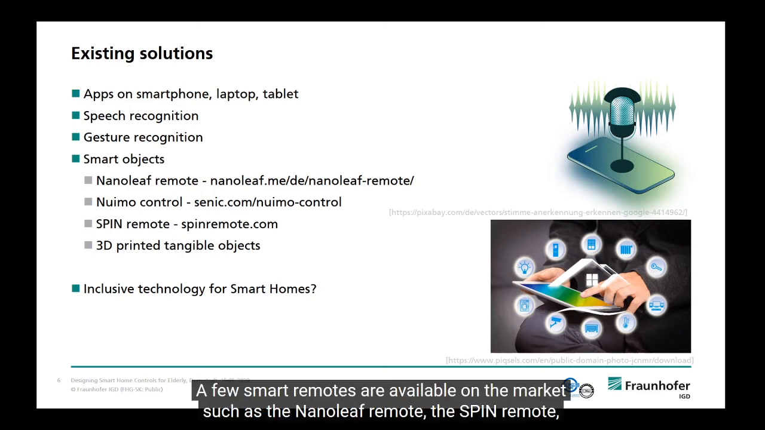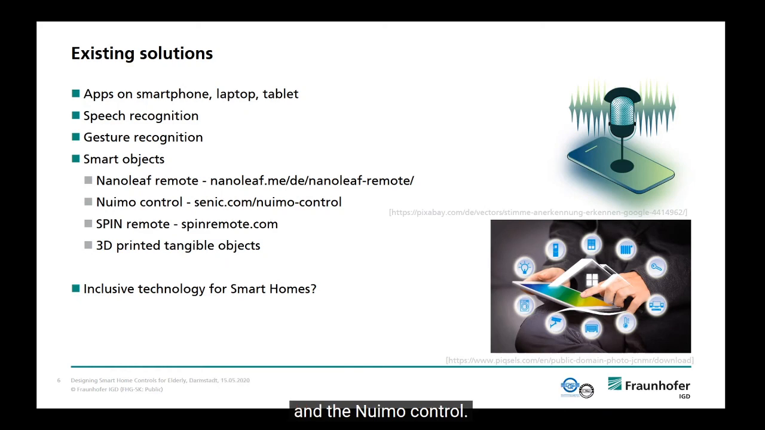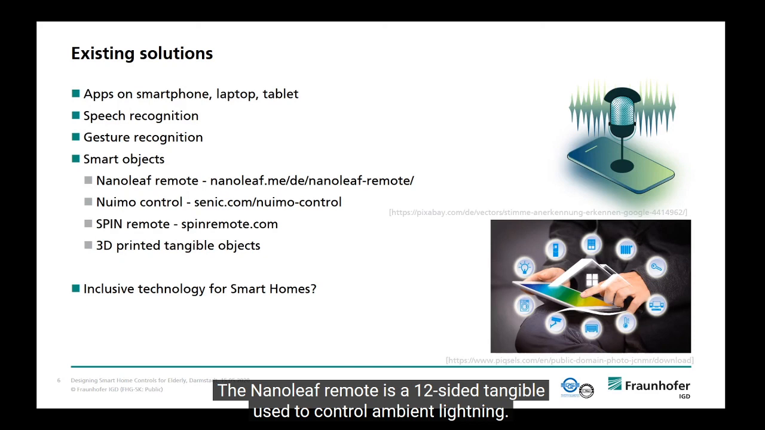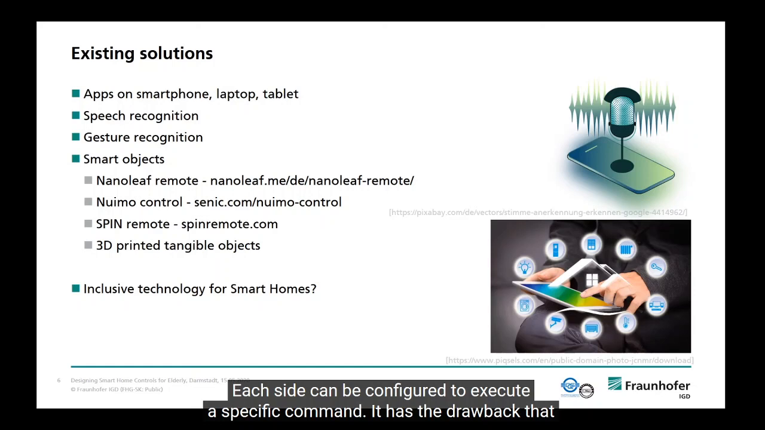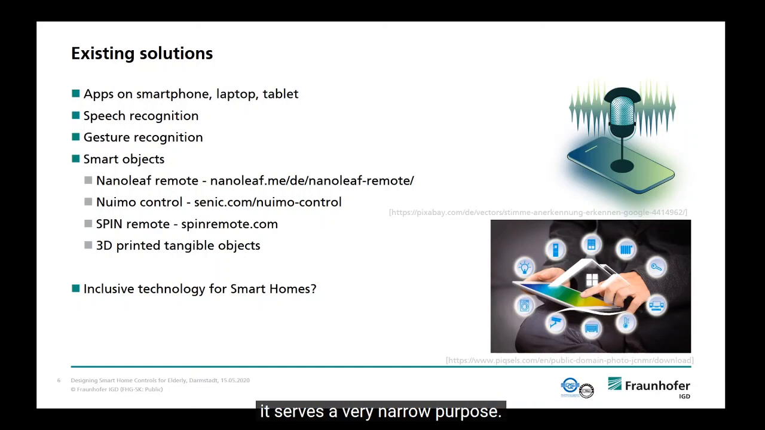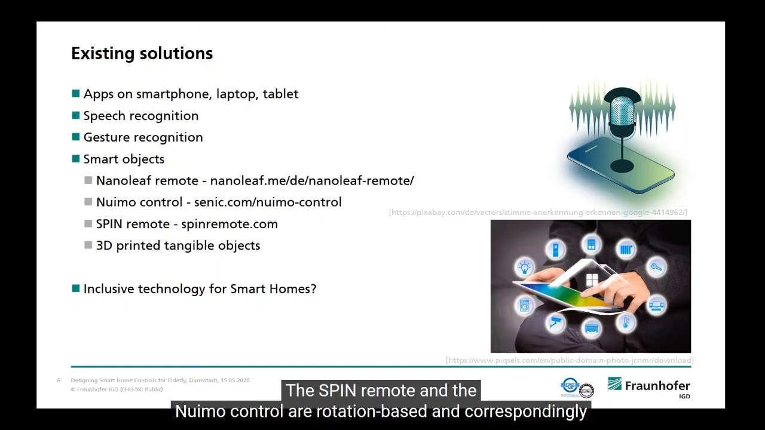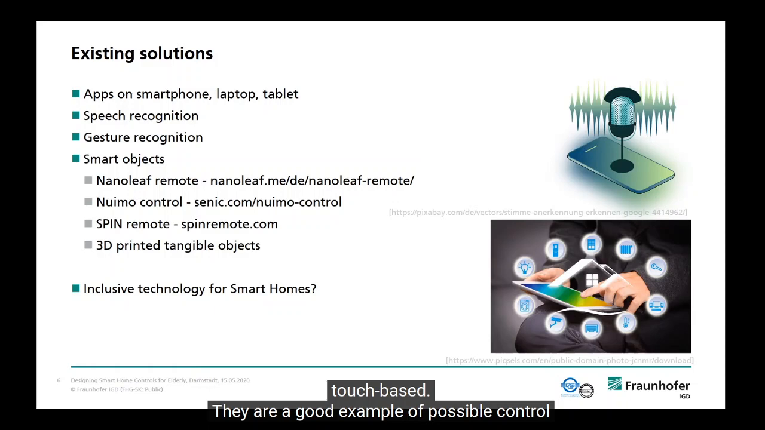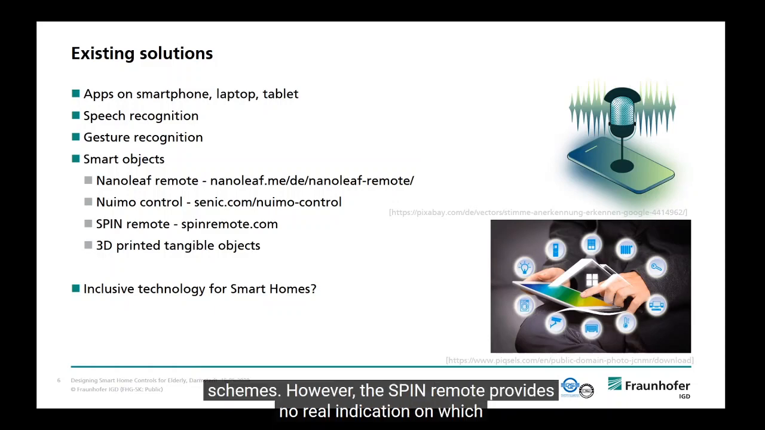A few smart remotes are available on the market, such as the Nanoleaf remote, the Spin remote, and the Nuimo control. The Nanoleaf remote is a 12-sided tangible used to control ambient lighting. Each side can be configured to execute a specific command. It has a drawback that it serves a very narrow purpose. The Spin remote and the Nuimo control are rotation-based and correspondingly touch-based. They are a good example of possible control schemes. However, the Spin remote provides no real indication on which controls are possible, and the Nuimo control uses a touch display, which is not desired in the context of elderly users.